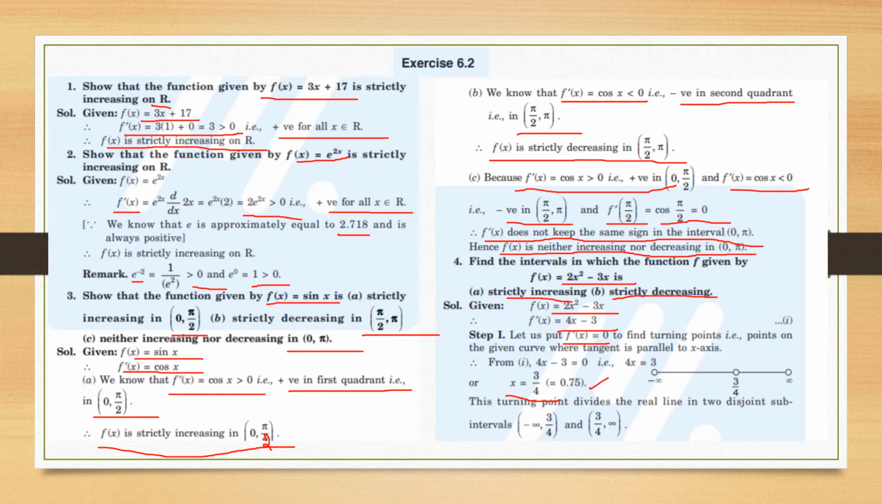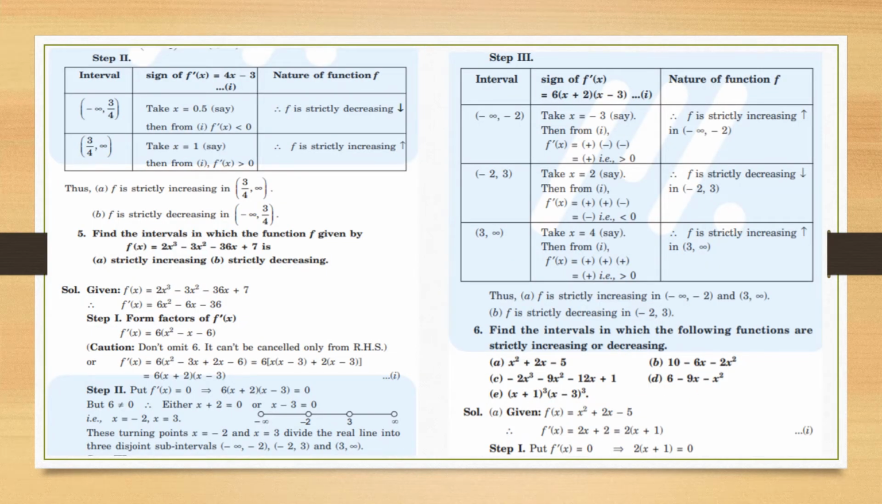So 1 point means 2 intervals. One is starting from minus infinity, the other going to infinity, with the turning point in between. If 1 point is there, 2 intervals will be there. So they are from minus infinity to 3 by 4 and 3 by 4 to infinity. Now let us check my derivative sign. This is my derivative, and in minus infinity to 3 by 4, I'll take 1 point, say 0.5. If I put 0.5 here, this derivative turns out to be negative. That means my function is strictly decreasing.